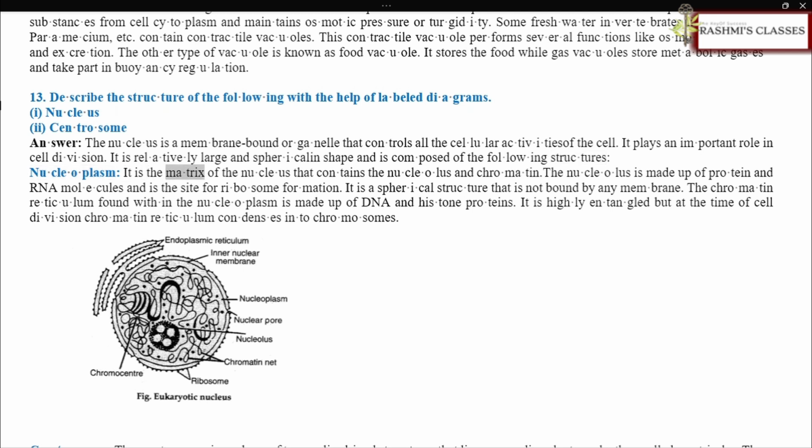Nucleoplasm. It is the matrix of the nucleus that contains the nucleolus and chromatin. The nucleolus is made up of protein and RNA molecules and is the site for ribosome formation. It is a spherical structure that is not bound by any membrane. The chromatin reticulum found within the nucleoplasm is made up of DNA and histone proteins. It is highly entangled, but at the time of cell division chromatin reticulum condenses into chromosomes.